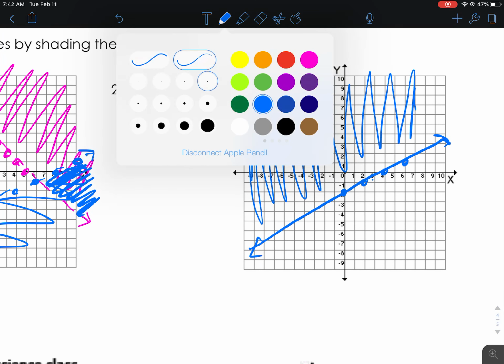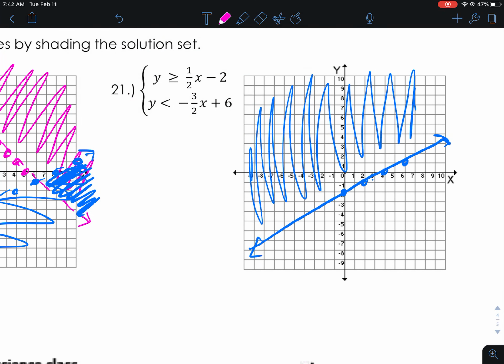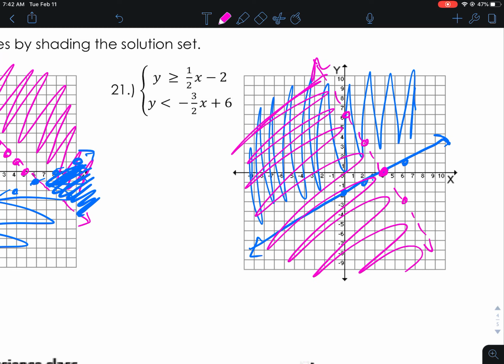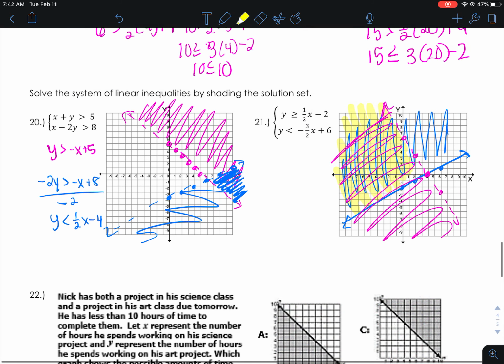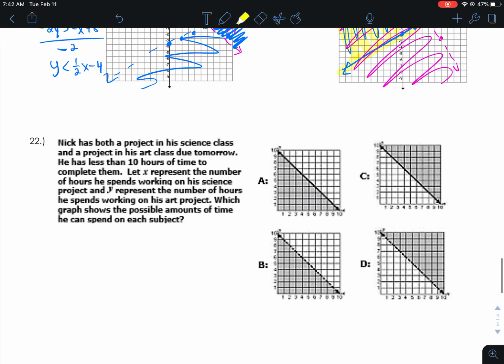And the second one starts at 6. And you go down 3 over 2. And that one's a dash line, shaded under. So under is this way. So the actual solution set is like all this right here. That's where the points work. And on this part of the blue line.